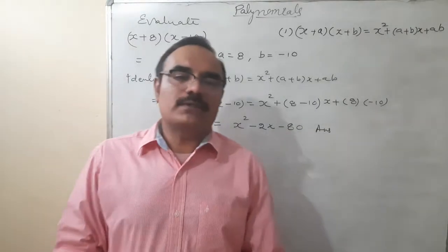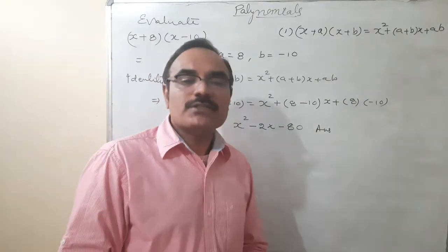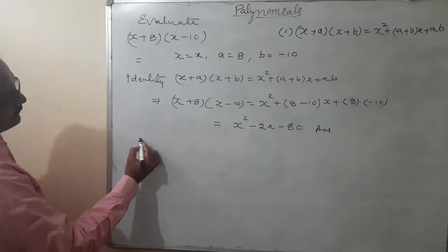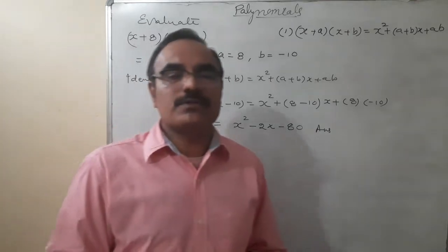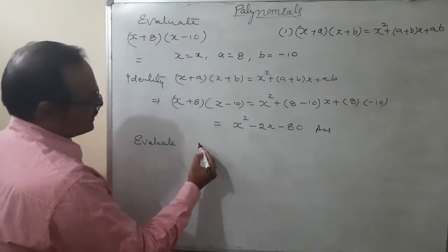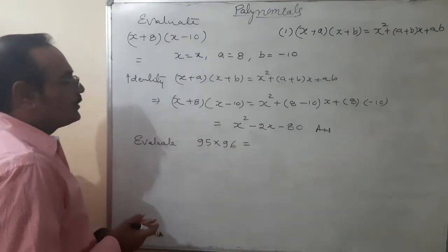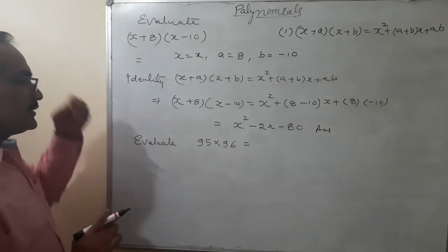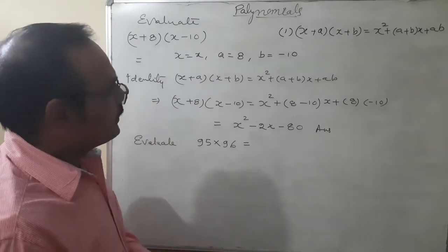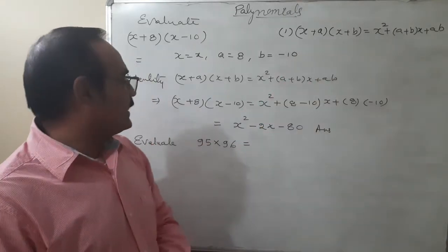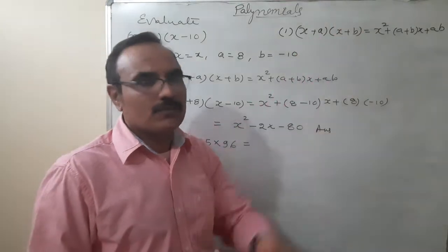Second type of that means using the same identity, and I want to take another question. Another question again, evaluate, and I am taking two numbers, suppose 95 multiplied by 96. I am going to evaluate this 95 multiplied by 96. Now let us see, because we are using identity, and in the identity I have x plus a and x plus b. In place of plus a there could be a minus, there's no problem.